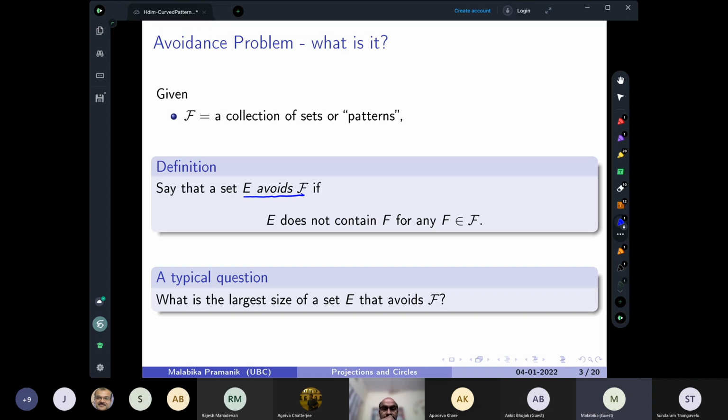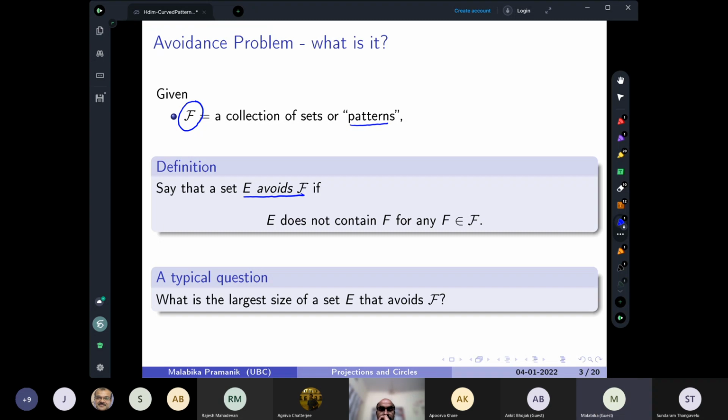So suppose we have script F, which is a collection of sets, and we are going to think of the members of F as the patterns that we are trying to identify. We will say that a set E avoids script F if E does not contain any member of script F at all. A typical avoidance question is the following: what is the largest size of a set E that avoids script F?